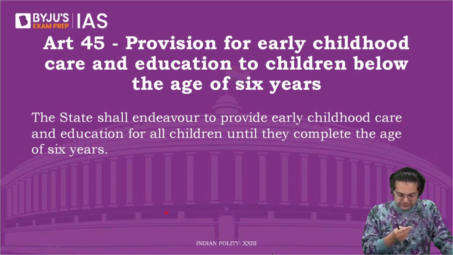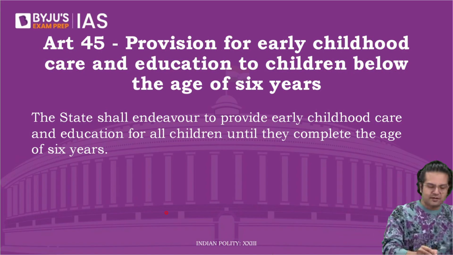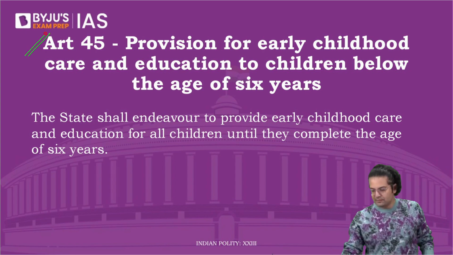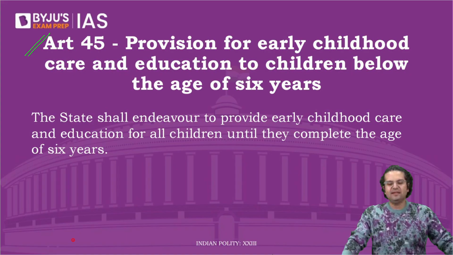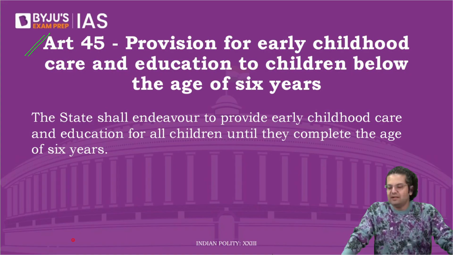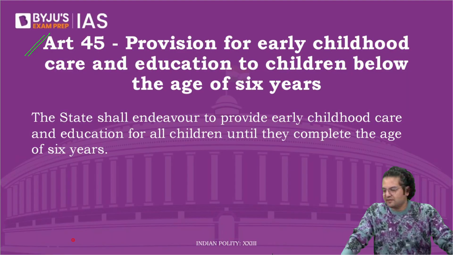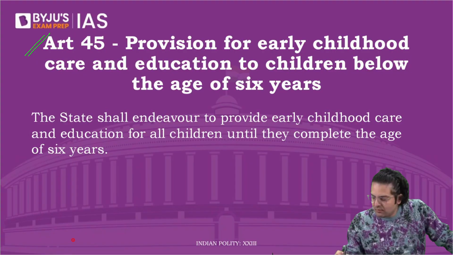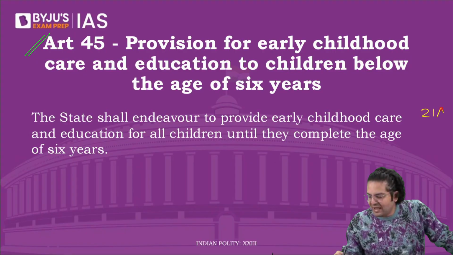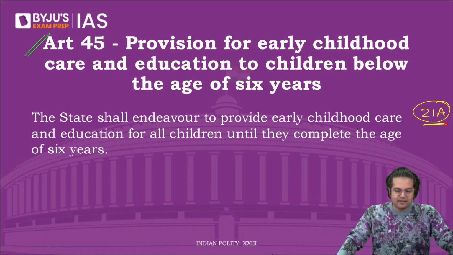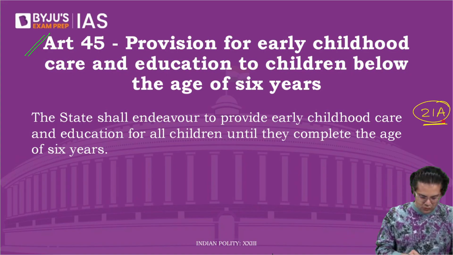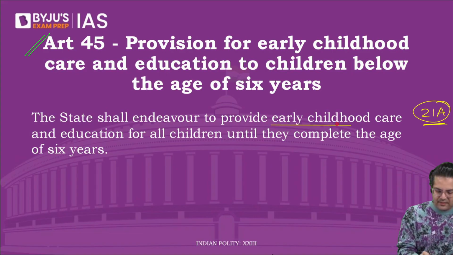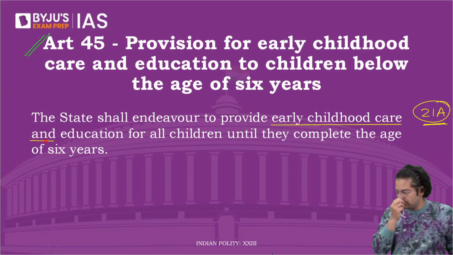Article 45. We have seen Article 45. This is the Early Childhood Care and Education, ECCE, for kids between 0 to 6 years. We have discussed this under Article 21A already. Remember this Article 21A? What is that? Right to education. ECCE, Early Childhood Care and Education.